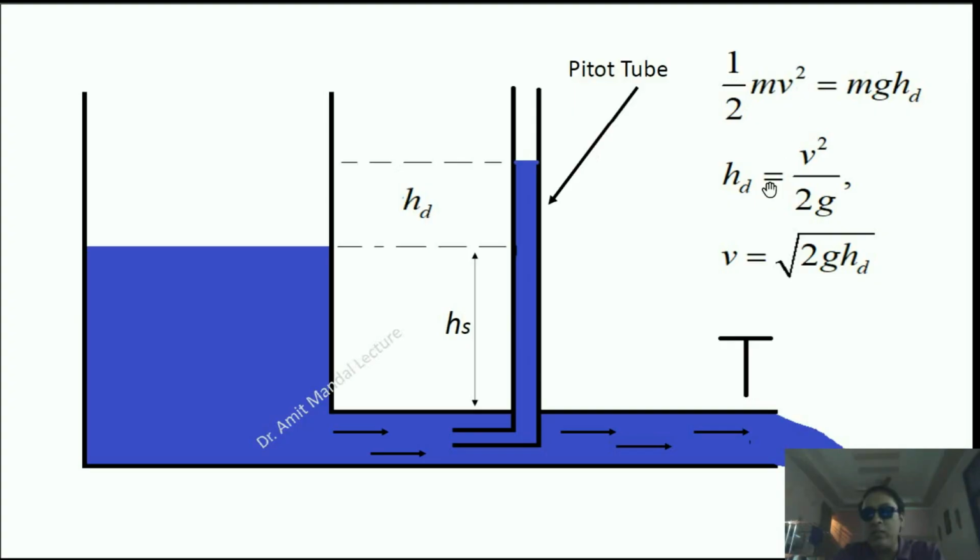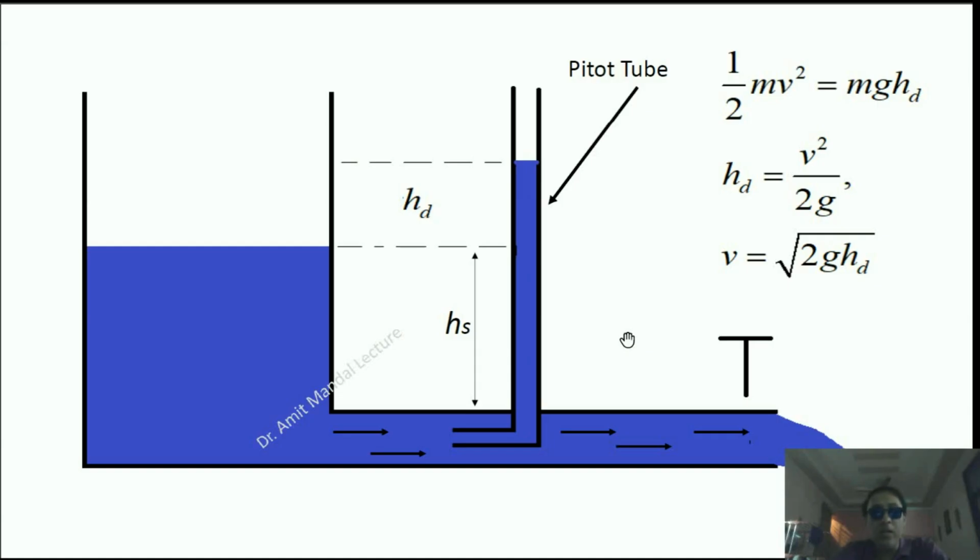If we equate the two, then this extra height h_d comes out to be v squared by 2g, because m cancels out. And if we want to find out the velocity, it is simple: v squared equals 2 g h_d, and if I take the root, I will get the velocity at the point where water is entering inside this tube. So simply by the information of this h_d, if I put it in this equation, I will get the velocity over there.